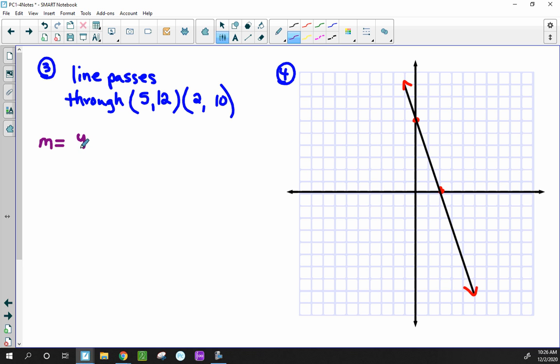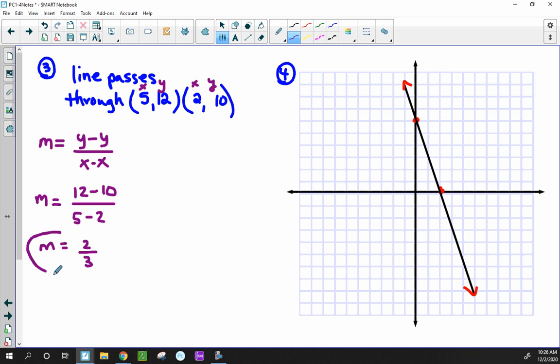So the slope formula from the last section and from your past is y minus y over x minus x. We are going to do this left to right. Here's my x, here's my y. X and y. And let's get started. 12 minus 10. Denominator, x minus x, 5 minus 2. So my slope is going to be 2 over 3. And that's a nice reduced fraction. Slope is 2/3.